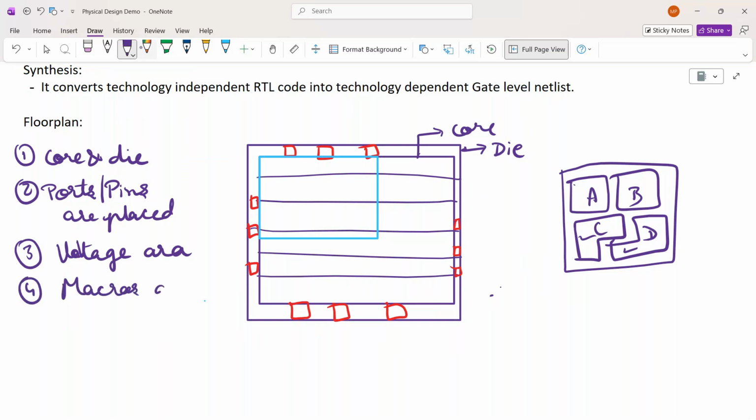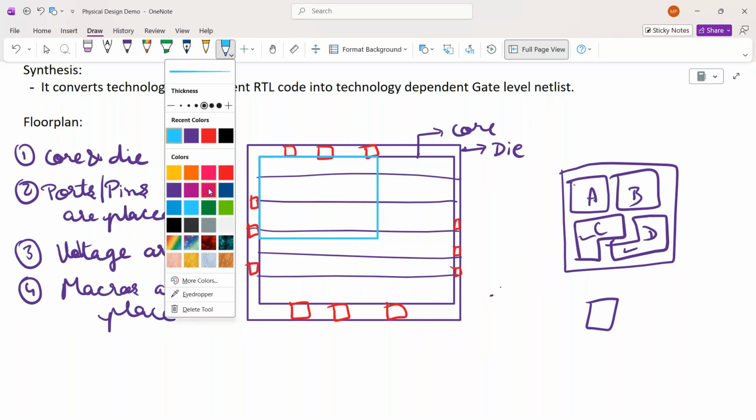macros are placed. What are macros? Those are ready IPs. Ready IPs means, for example, some electronic devices are used in all designs, like memories. We require memories everywhere, right? So they have created a memory, and that functional block is already present with your company. You just have to pick it, keep it in your design, and use it. That much time is saved. Those are called macros, and they are bigger in size than normal cells.